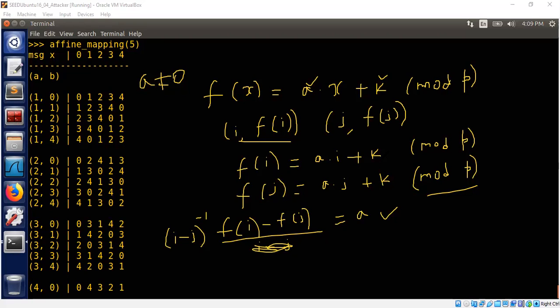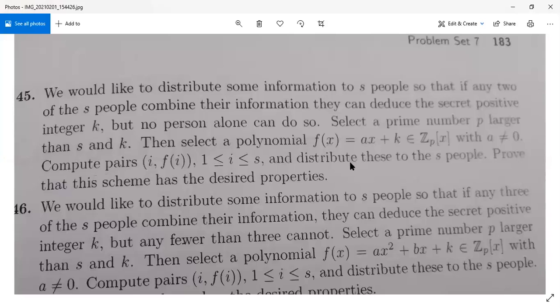Okay. So let's step back and look at the problem again. The problem is that we need to take the secret K and split it into S parts. How do we split that? We just call this function f S times, for all I from 1 through S. So that's what we are going to do now.